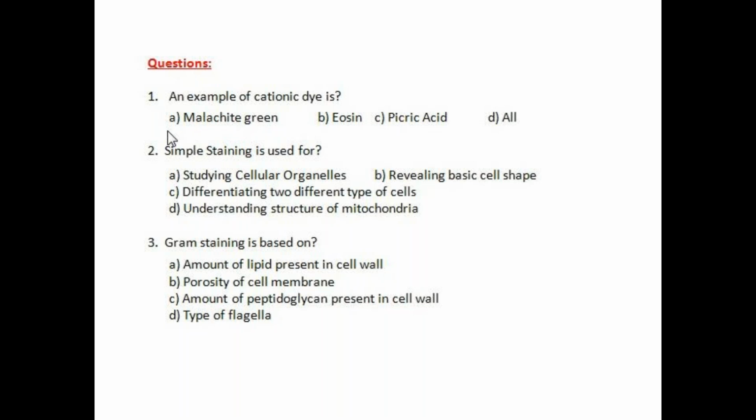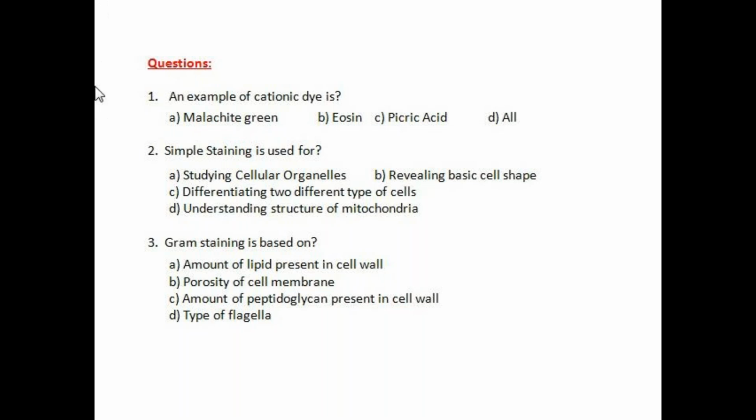Eosin and picric acid come under the acidic dyes. These are the anionic dyes. Whereas malachite green is the basic dye, that is the cationic dye. That means option A is the correct one. The example of a cationic dye is malachite green. Understood, ma'am?